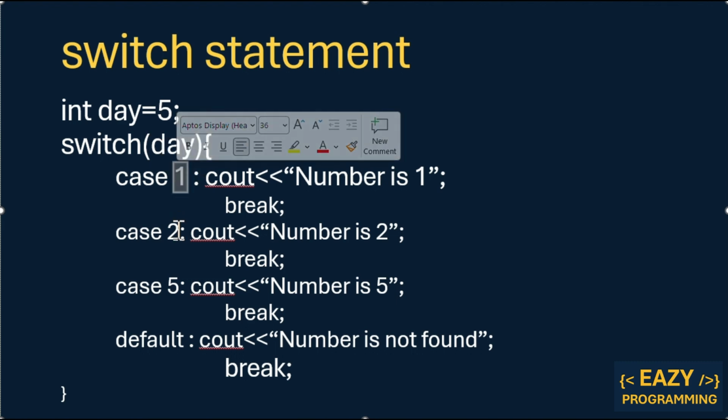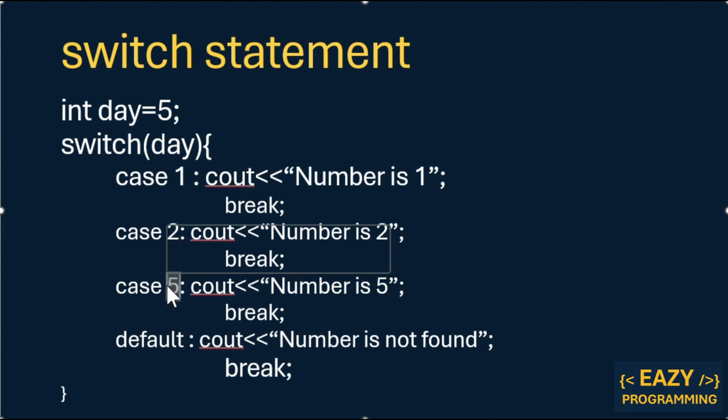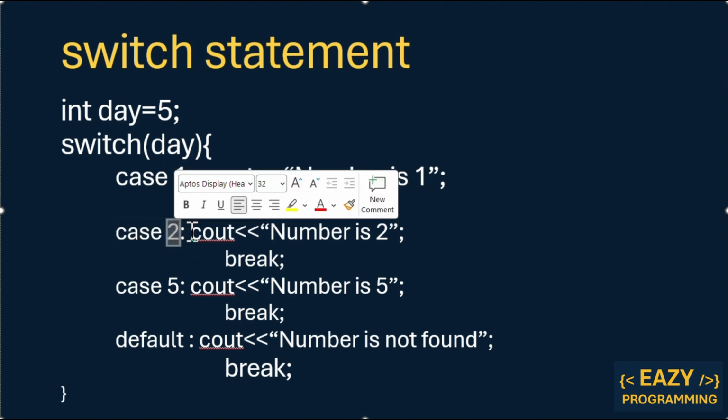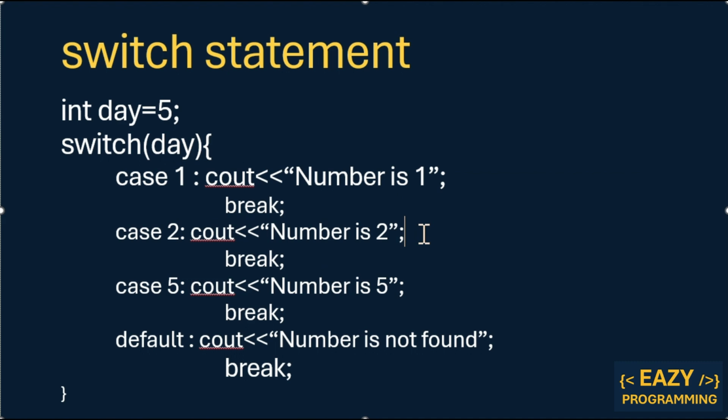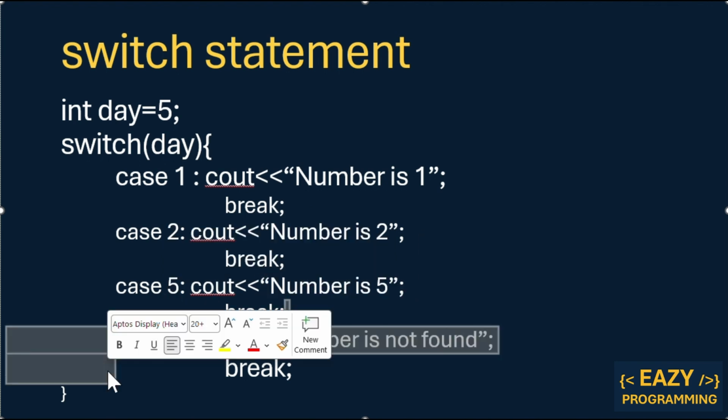Here I have different values, case 1, case 2, case 5. I am checking whether this value matches with these three cases. If it matches with 1, the compiler will print number is 1 and it will break, that is, come out of the switch block. Or else it will check if the number is 2, then it will print this statement and break from the switch block. Or it will check it is 5, yes it is 5, number is 5, and break out, that is, come out of the switch block.